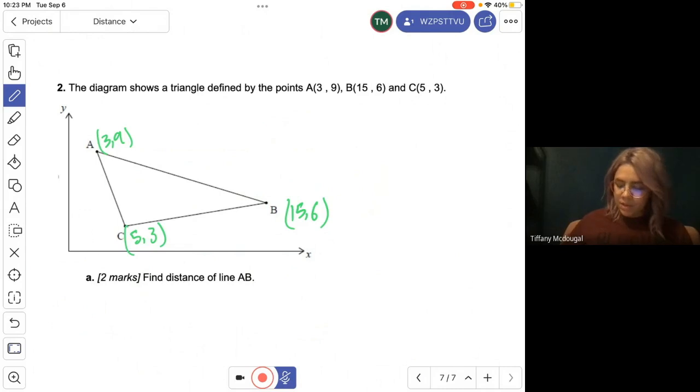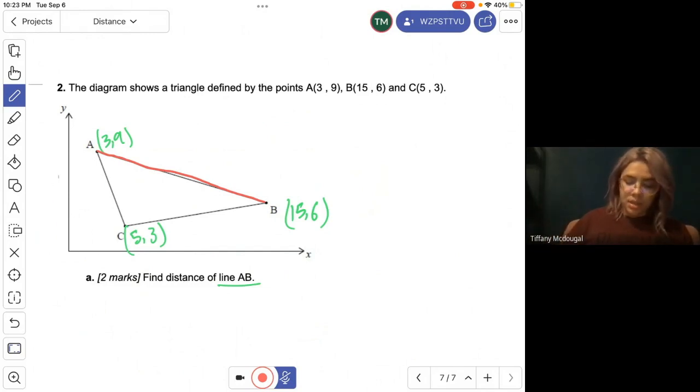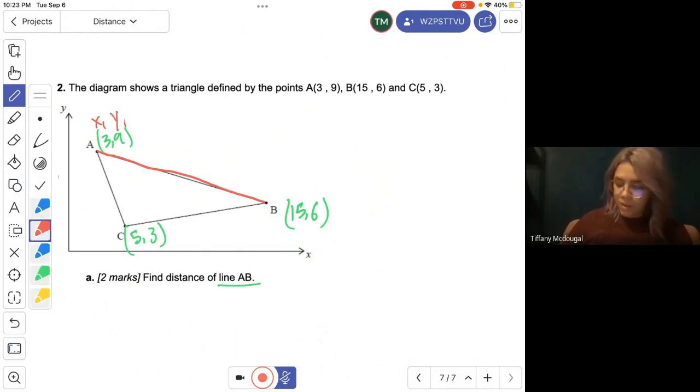And it wants us to find the distance of line AB. So I'm going to mark from A to B. This is what it wants right here. So I'm going to, again, follow my exact same steps. I'm just making sure that I'm labeling the correct coordinate points. I'm going to label x1, y1, x2, y2. Plug into our distance formula.